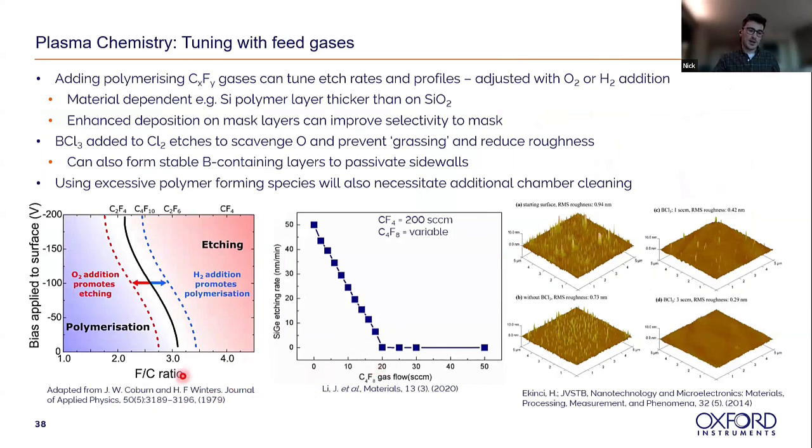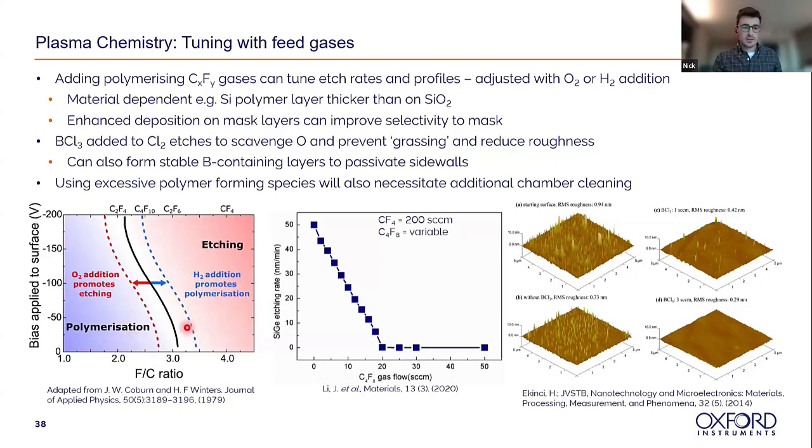So again, stealing from Coburn and Winters, they did some great experiments in the early days looking at reactive ion etching. They looked at how the fluorine to carbon ratio impacts the silicon etch rate, and also how the bias applied to the surface impacts the etch rate. And they found that basically if you have a higher fraction of fluorine to carbon, you're more likely to be in a high etching regime. Whereas if you change to a more carbon-rich plasma with a low bias applied to the substrate, you'll be in a more polymerization regime. So instead of getting etching, you'll just be forming polymer on the surface of the material.